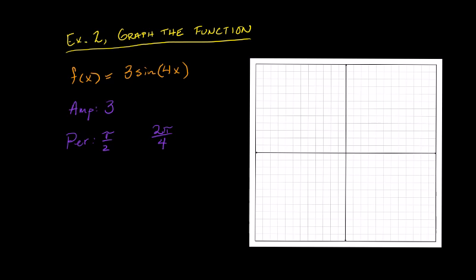So it's getting shorter, right? So it's a horizontal shrink. And what I like to do off to the side is just figure out where it's going to start and end. So starting point is going to still be at 0, and then it's going to end, if I add the period, that'd be pi halves.